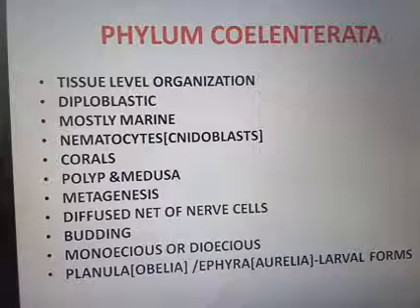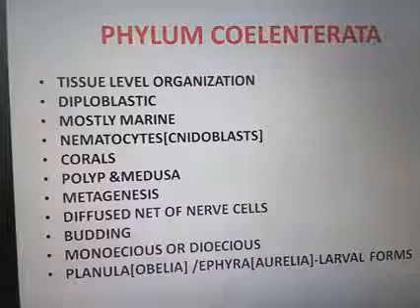Then alternation of generations will be seen in this group. And the two types of body forms are polyp and medusa. Medusa is free swimming and polyp is sessile. Then metagenesis will be seen. Polyp is the asexual phase and medusa is the sexual phase. The body contains a diffuse net of nerve cells. Budding occurs in case of polyps and sexual reproduction by gametes occurs in the case of medusa.